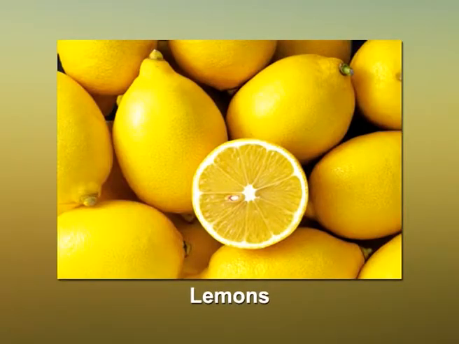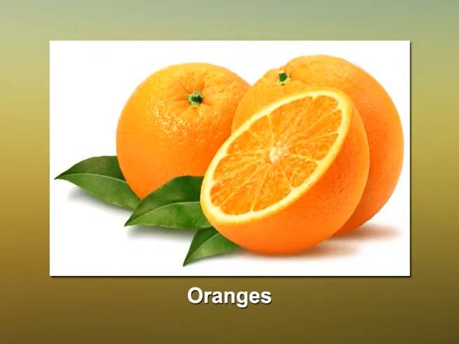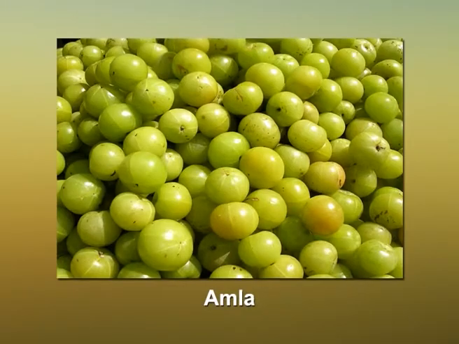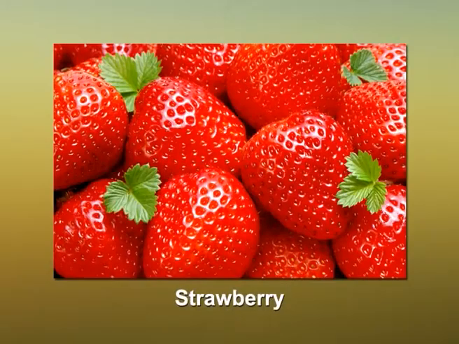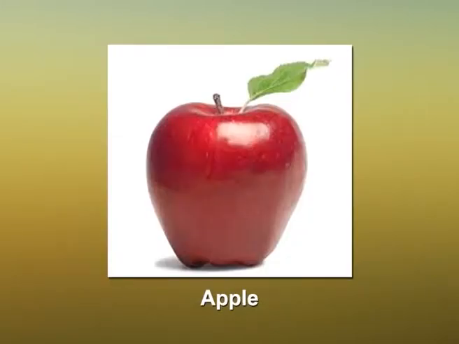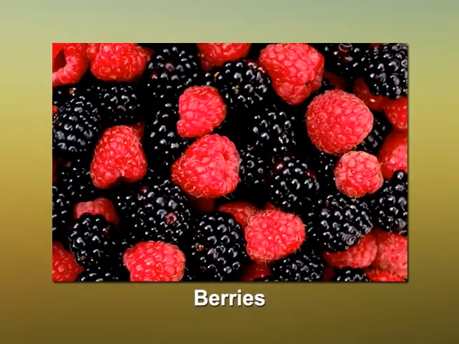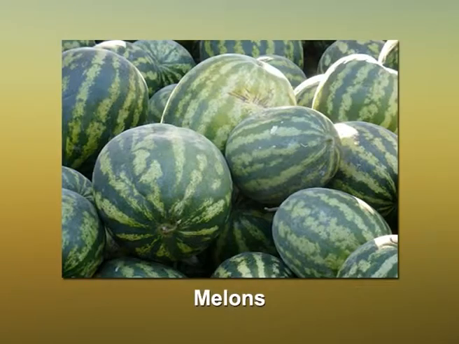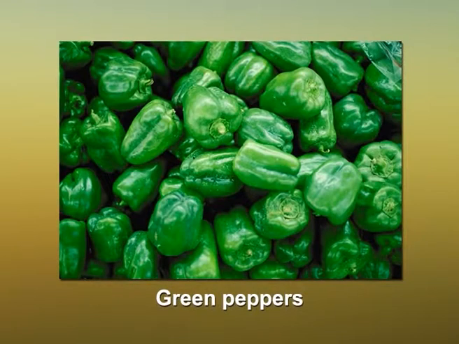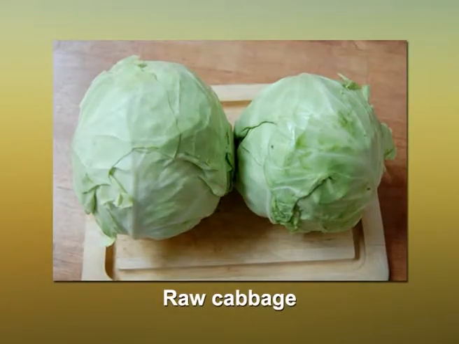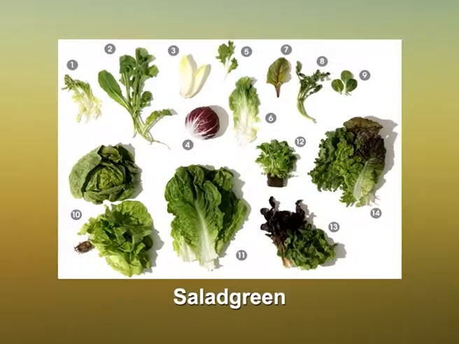Citrus fruits such as lemons, oranges, amla, guava, grapefruits, strawberry, and apple are the richest sources of vitamin C. Other good sources of the vitamin are berries, melons, tomatoes, green peppers, raw cabbage, and salad greens.